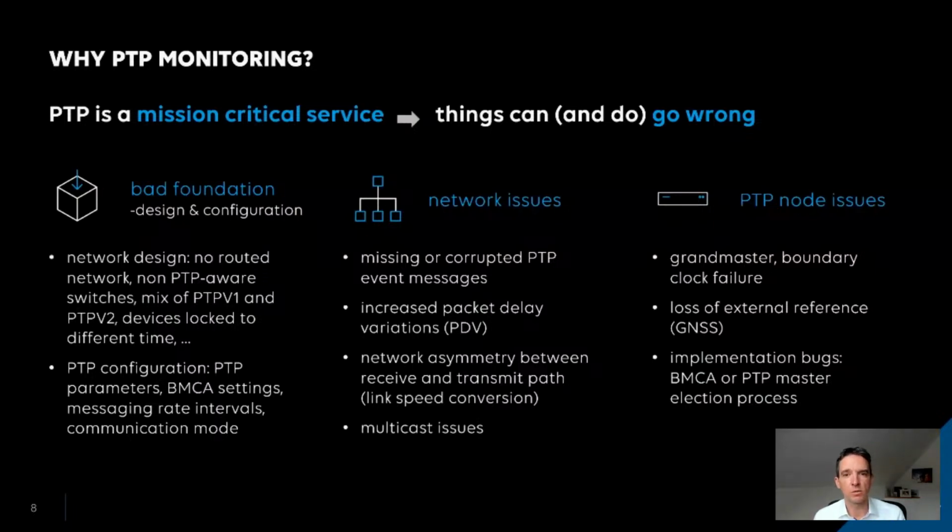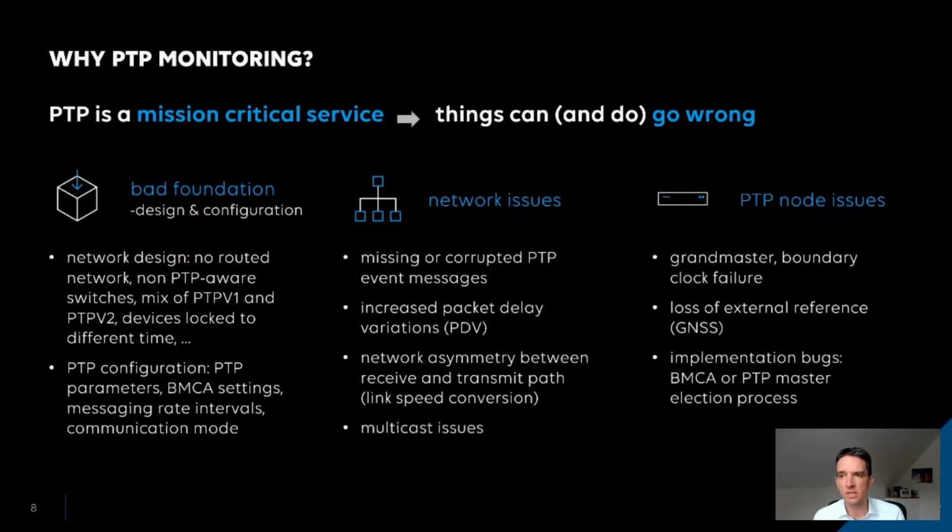PTP is either unicast or multicast traffic, and those packets can be either missing or corrupted, like any other network traffic. You can also have trouble with increased packet delay variation, which is basically jitter in the network. Or you have to deal with network asymmetry between the receive and transmit path, between sender and receiver, and that also causes this BMCA algorithm to calculate slightly inaccurate timings. Or you might have issues with multicast, which is also a typical issue.